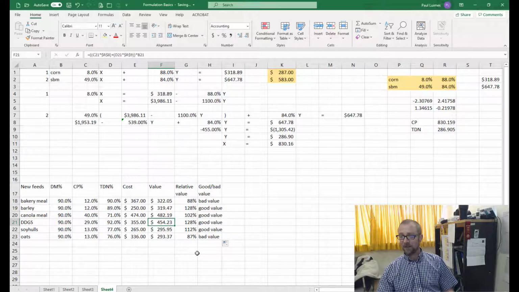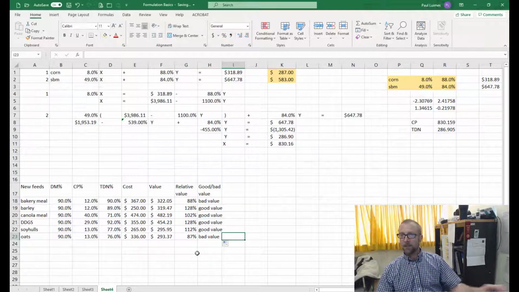Okay, this Distiller's, in terms of the amount of protein and energy it has in it, it's worth about $454 a ton. You're only paying $355 a ton. Excellent value feed. Soy hulls, a good value at this price. Again, if this price is an accurate price. Oats, not really worth it at this price. They're only worth about $293 a ton, and if you're going to pay $336 for that, it's not worth it to buy it.